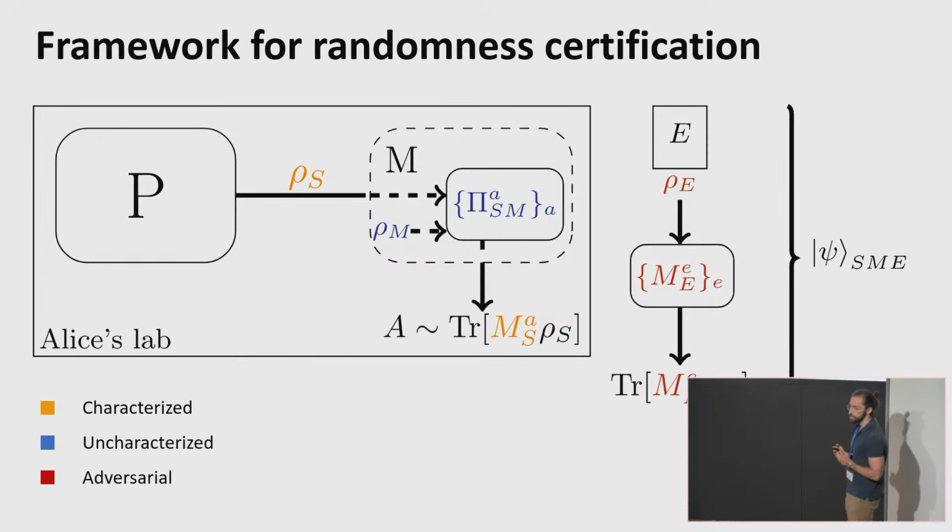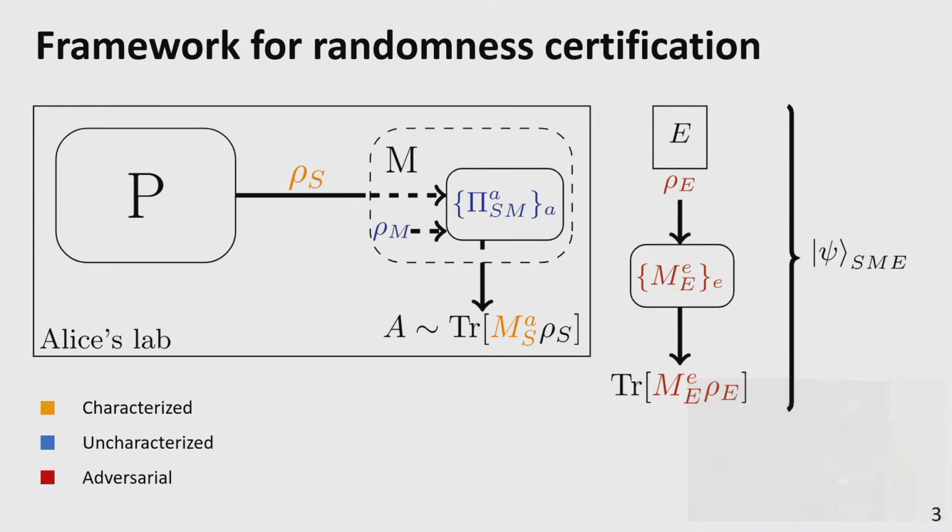And then what the adversary does is to perform a measurement on its system and obtain some outcome. And the goal of the adversary is to guess the outcome of Alice inside the lab. So we can see this as a game in which Alice obtains some outcome A, and the adversary is trying to obtain the same outcome outside the lab.